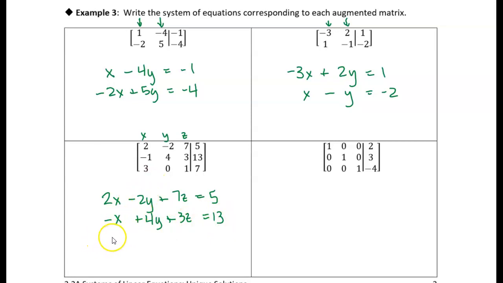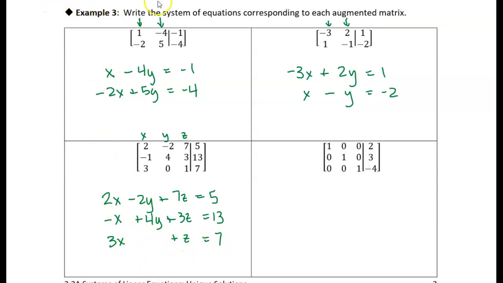And the last row, we have 3x, and then we have 0y. So I really don't have to write that. I could write 0y if I want to, but that's just 0, so I really don't even need to write it. And then 1 times z is equal to 7. Okay, so this 0y, I don't really need to write. I probably wouldn't normally write that. So it looks more like this.